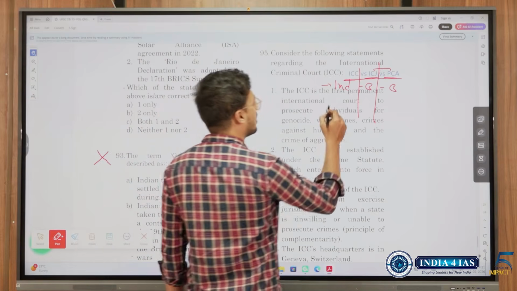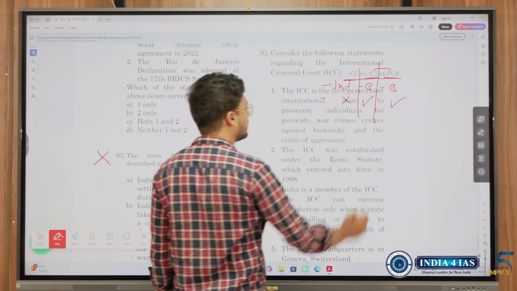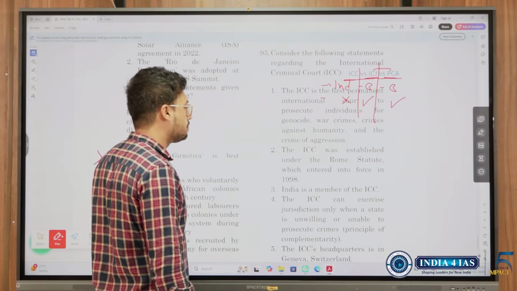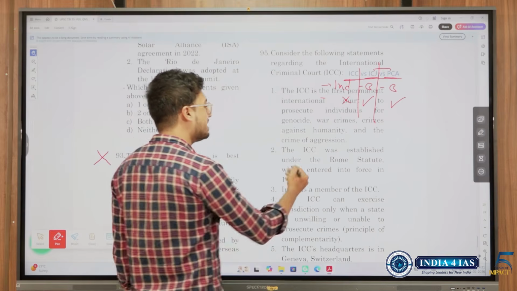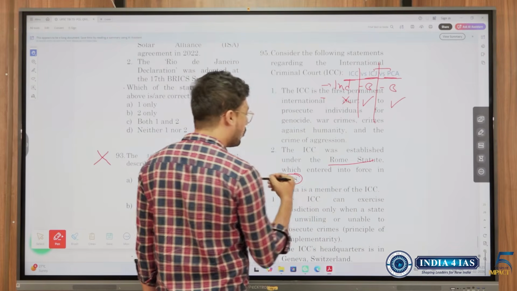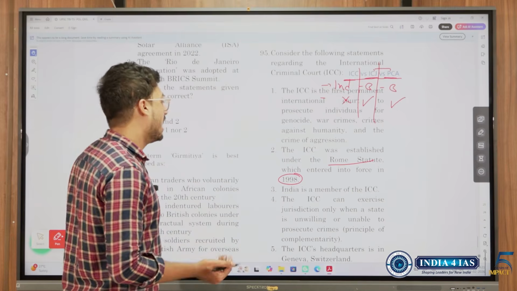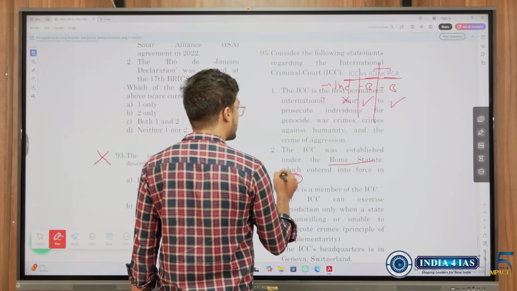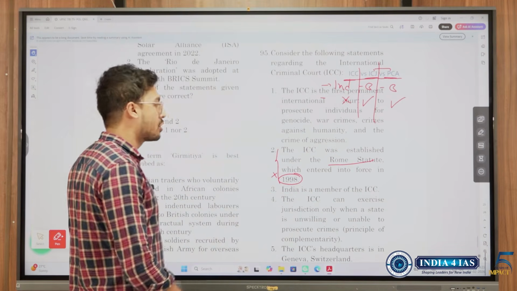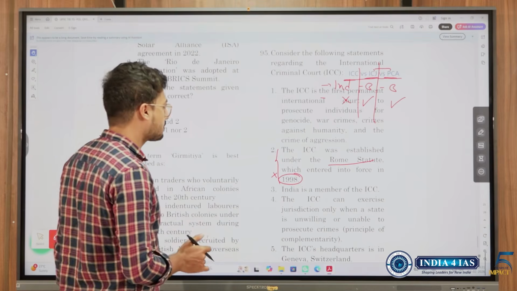India is a member of ICJ and PCA. It is not a member of ICC. Not just India, even other important countries are not members of it. But see, ICC has been established under the Rome Statute, which entered into force. We will not remember which body came into force in which year, and there is a good chance that they might give a trap in this. So we take this as wrong. It is better you take it as wrong. See, if you do this 5 times, at least 3 times you will get it correct.